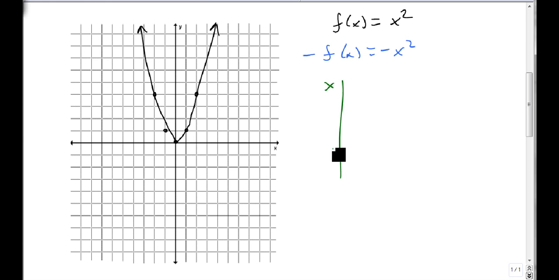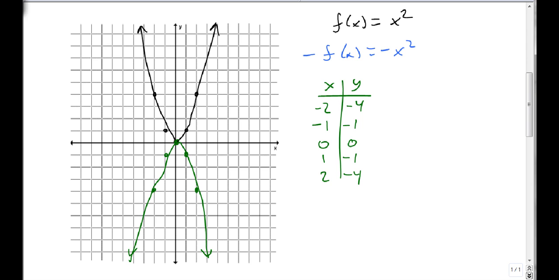So here's our x, here's our y. If we went negative 2, negative 1, 0, 1, and 2, we go negative 2 squared is 4, make it negative. Negative 1 squared is 1, make it negative. 0 squared is 0, which is still 0. Negative 1, negative 4. So notice that all of my points reversed in y. Instead of going up, it's going down. And so this is a reflection, a vertical reflection.